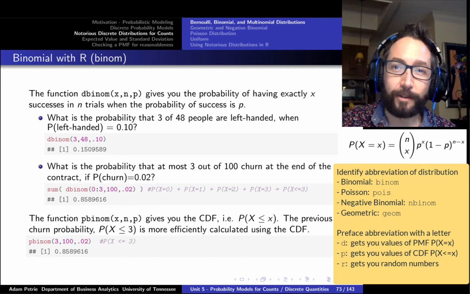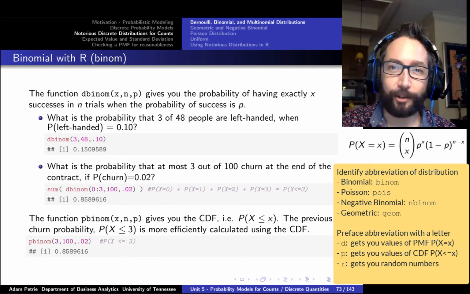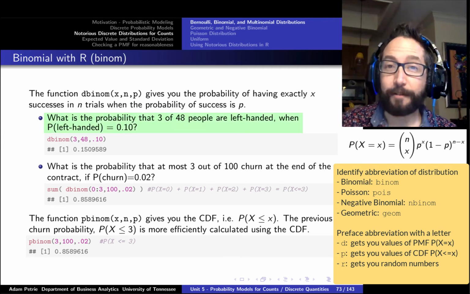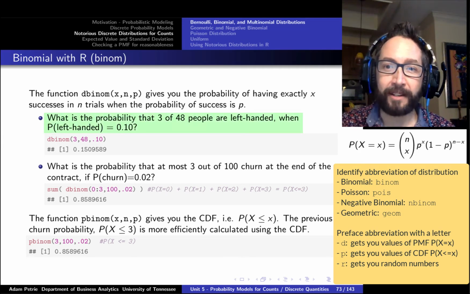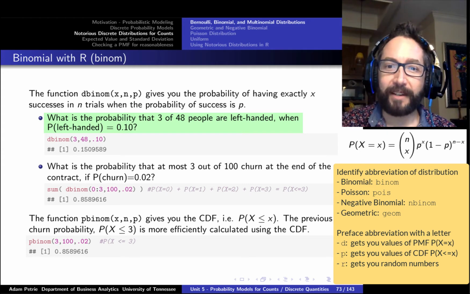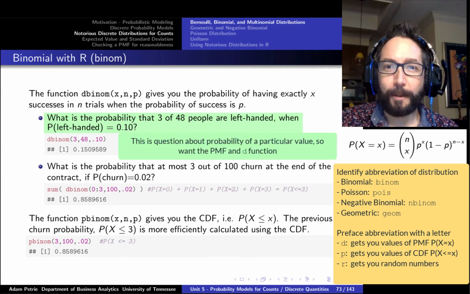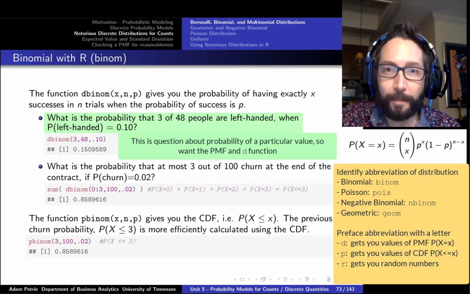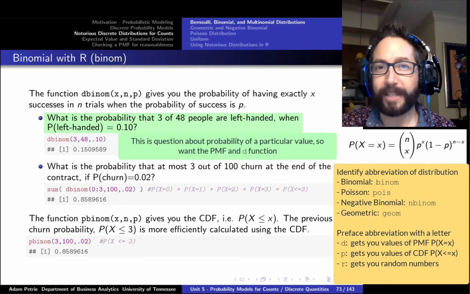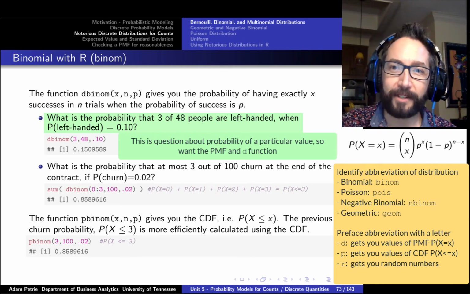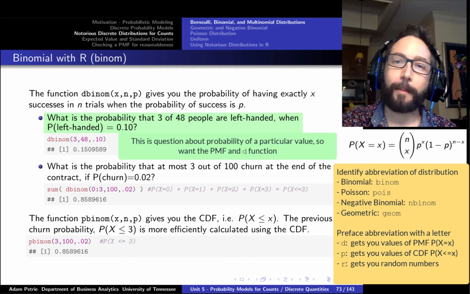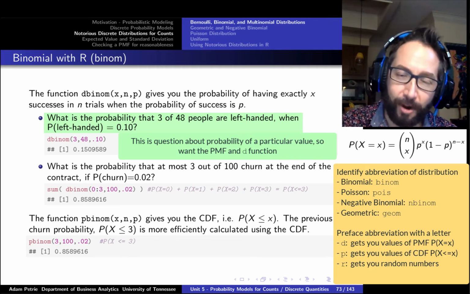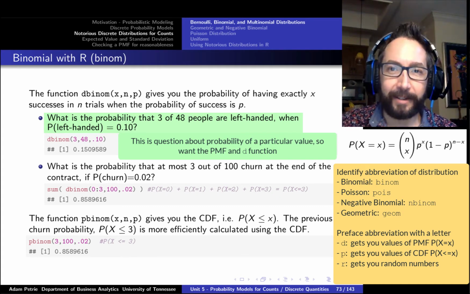So we can use dbinom and pbinom to answer questions very quickly. What's the probability that exactly 3 out of 48 people in a classroom are left-handed if the probability of being left-handed is 10%? Well, since I'm asking about the probability of some number of successes, I'll preface binom with a D to get the value of the PMF itself. dbinom(3, 48, 0.1), the number of successes, number of trials, probability, is going to get me that answer, right at about 15%.